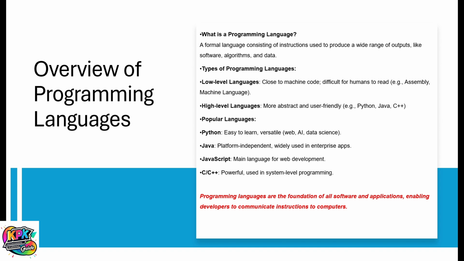Examples of programming languages. You have Python, which is easy to learn and versatile. It's being used in fields like web, AI, and data science. That is the focus of this particular lecture. You have Java, which is platform independent, widely used in enterprise apps. You have JavaScript, the main language for web development. You have C or C++, powerful and used in system-level programming. So programming languages are the foundations of all software and applications, enabling developers to communicate instructions to computers.